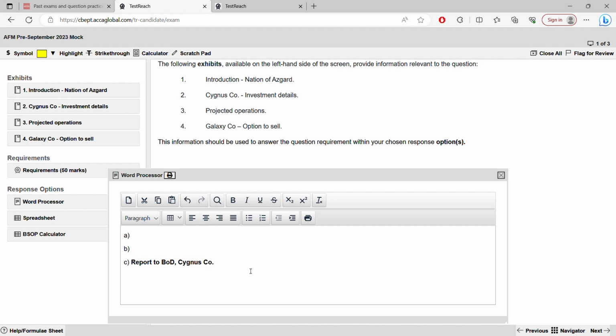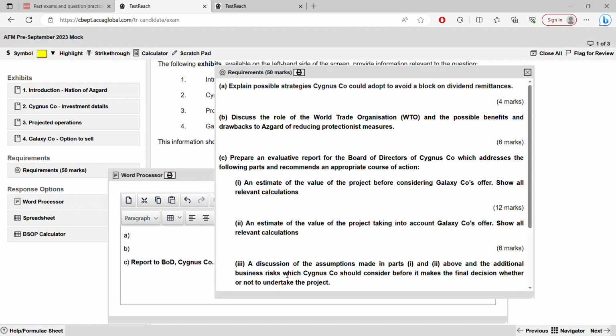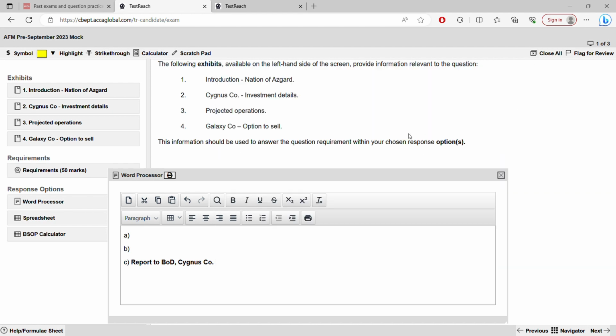How do you write the introduction? You go to your requirements and pick up from these 3 requirements. You are going to write that you are going to calculate the project before Galaxy's offer, after Galaxy's offer, going to take some additional business risk and advise whether to go with the project or not. That's what you're going to write in your introduction. I will show you how. Okay. Introduction, a candidate could write it in any way, provided you write all those 3 requirements.